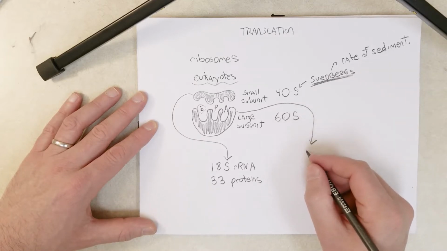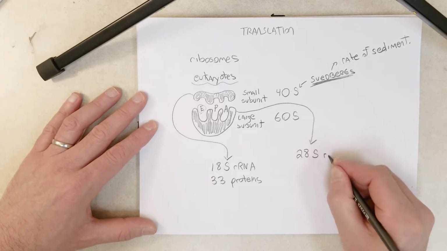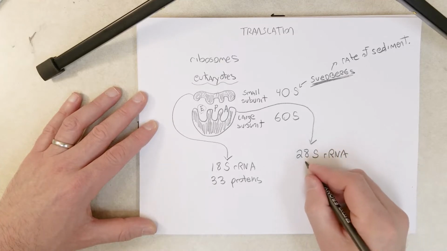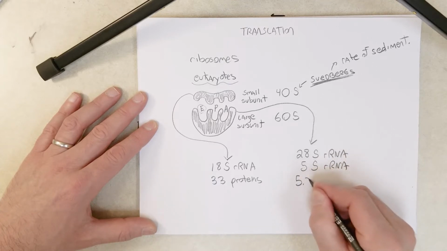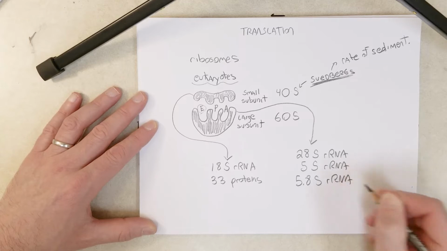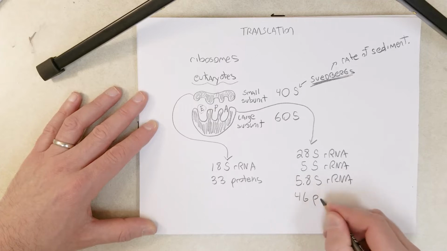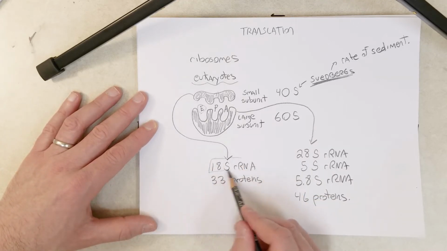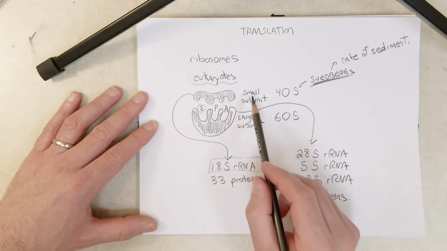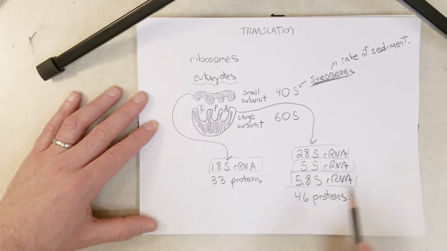Now the large subunit contains 3 ribosomal RNAs: the 28S ribosomal RNA, the 5S ribosomal RNA, and the 5.8S ribosomal RNA. In addition to these 3 ribosomal RNAs, there are 46 proteins in the large subunit. So altogether in the ribosome, considering the small subunit and the large subunit, there are 1, 2, 3, 4 ribosomal RNAs.